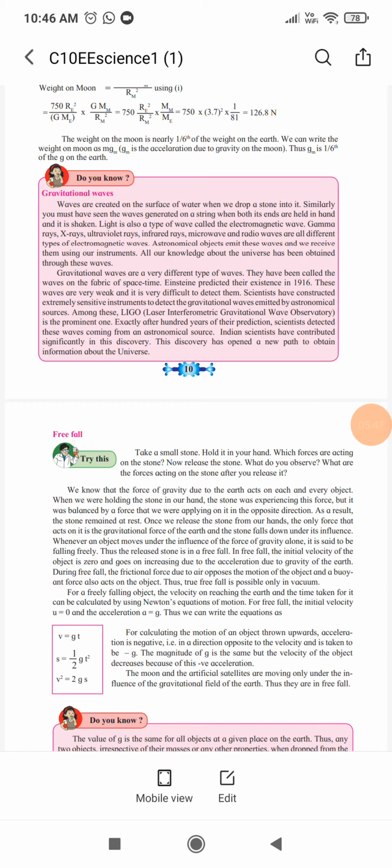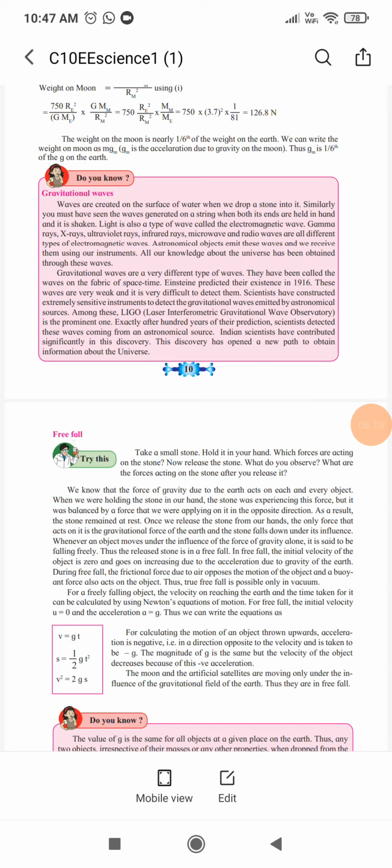The magnitude of g is the same, but it tells us the velocity of the object is decreasing. Why is the velocity of the object decreasing? Because when we throw the object upward, at one place the object will be in a steady position, the speed will be slow, in the initial position. Due to that reason the acceleration will become negative. So here a will become minus g.